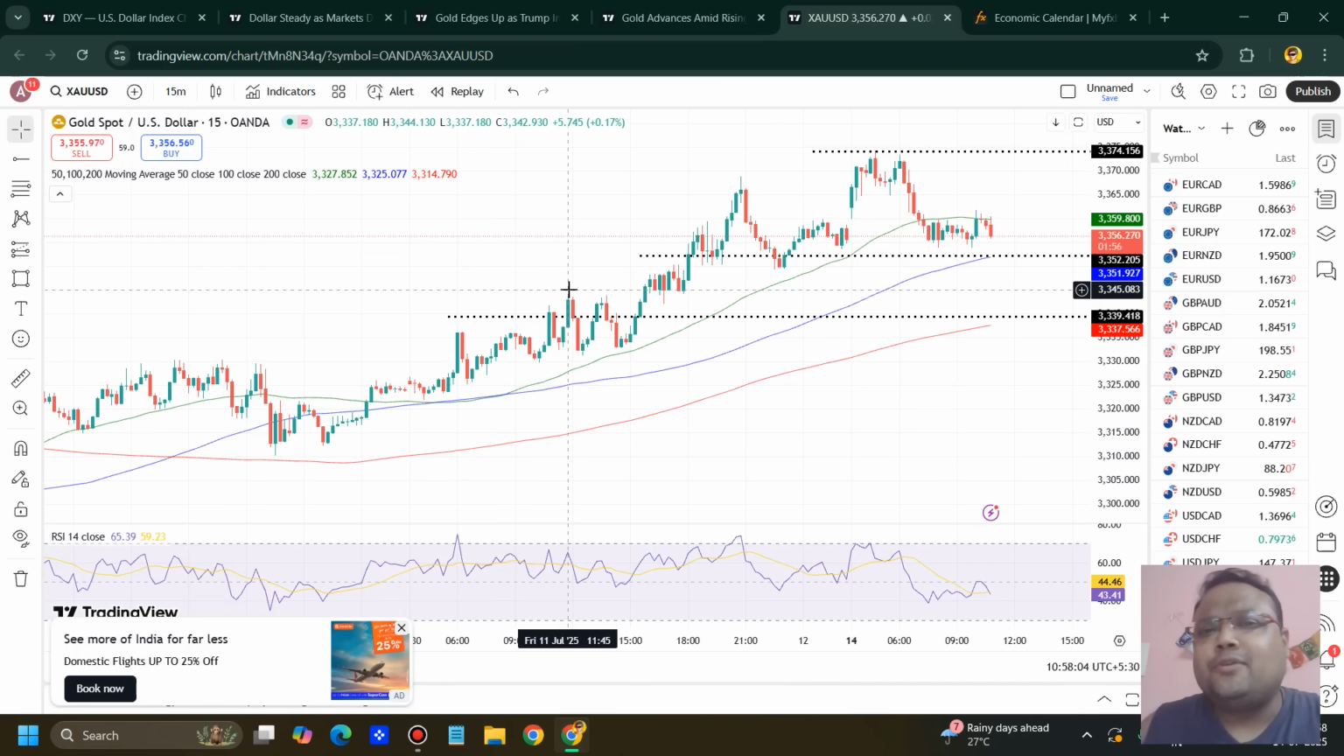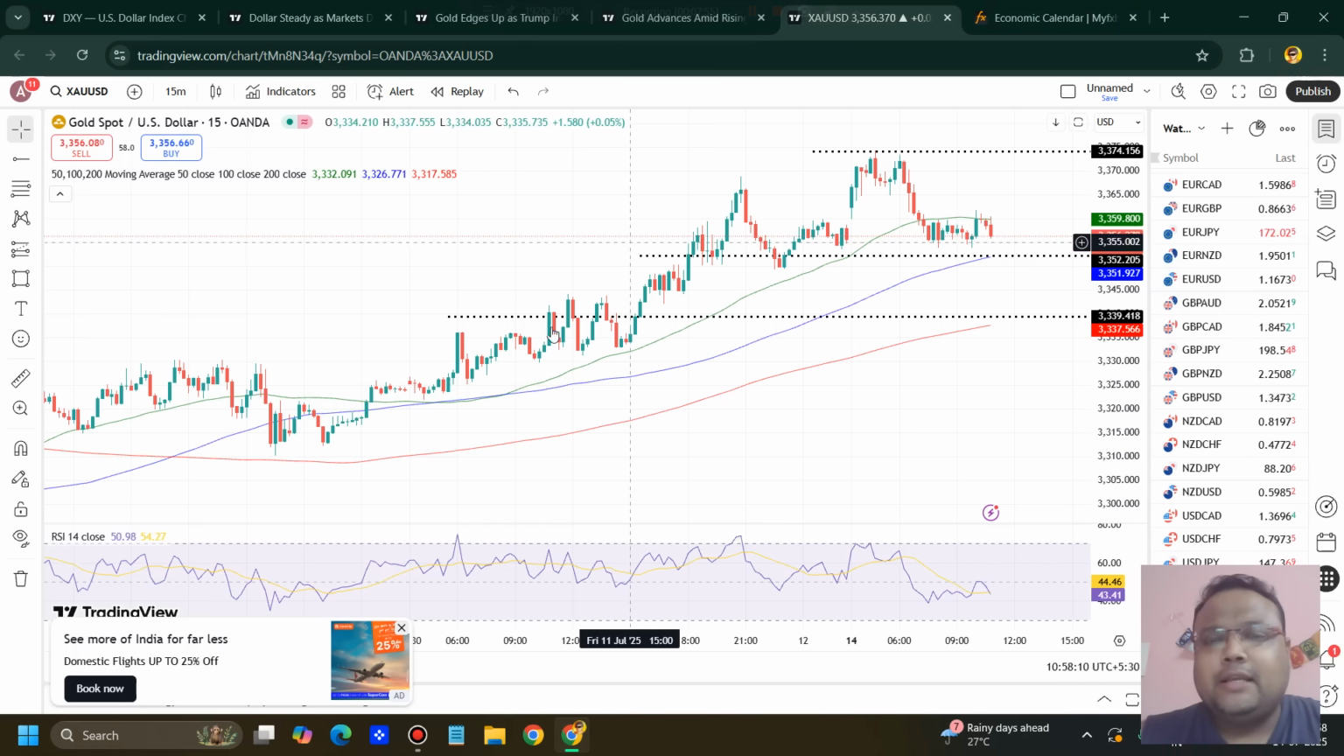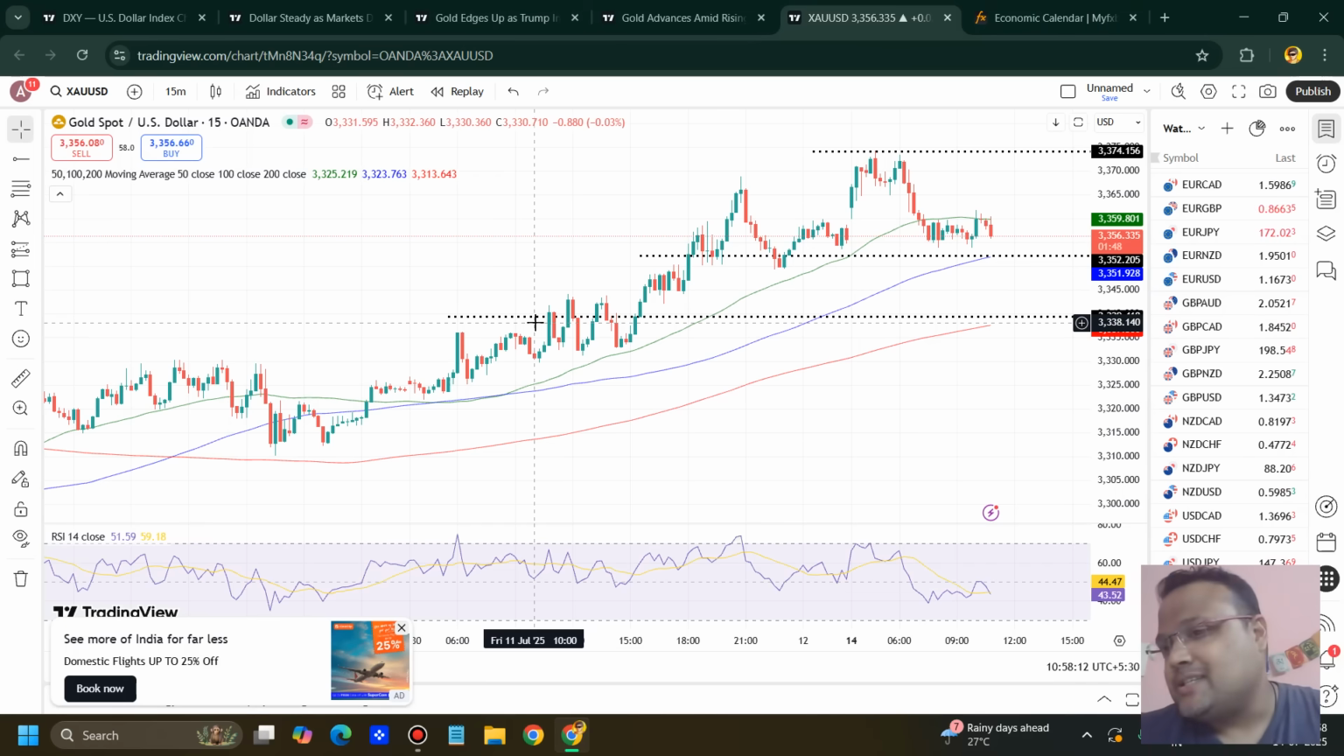This is the 50-minute chart of gold. You can see a similar story here, that overall the market is bullish, but are we getting some good opportunities here? The answer is no.